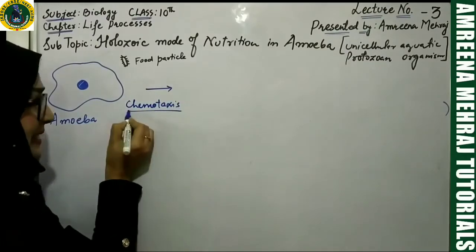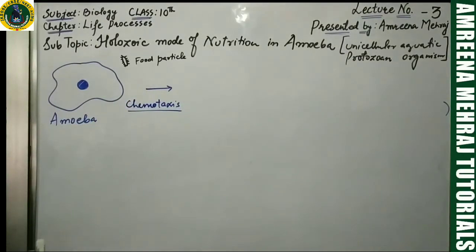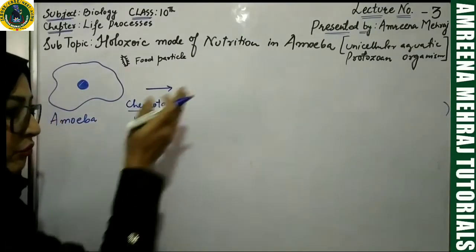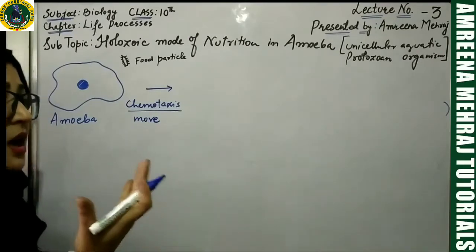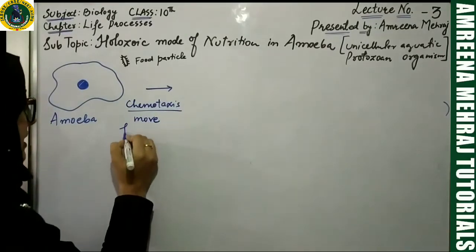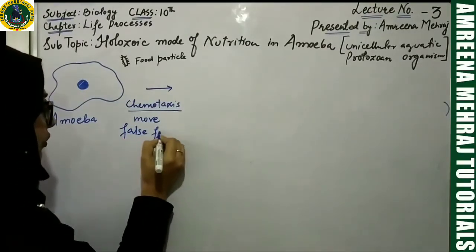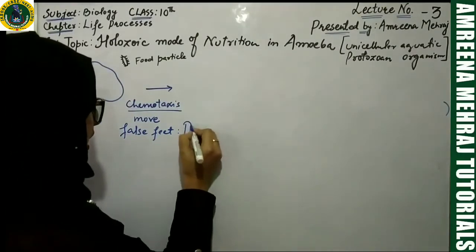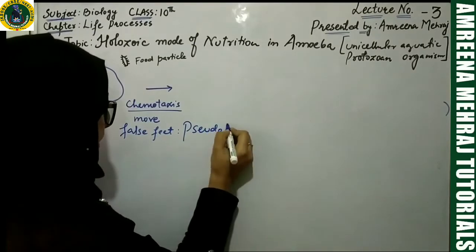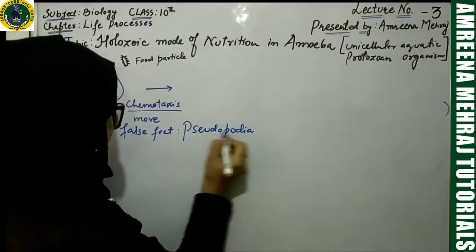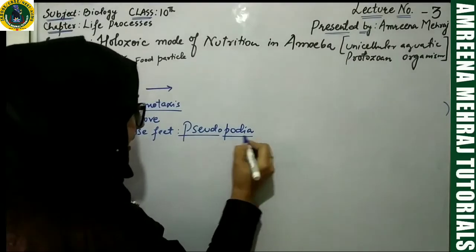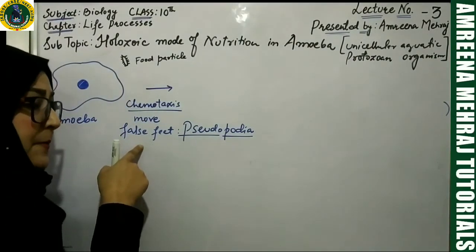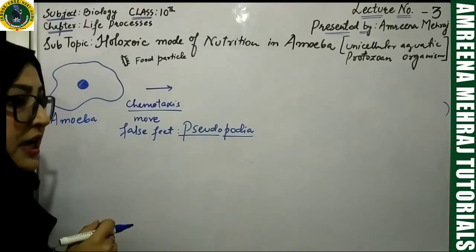That you will understand in detail in higher classes. This is an idea over here. So now what amoeba will do, it will move. And for movement, what amoeba generates are the false feet, which you know from lower classes. Amoeba produces false feet, what we call pseudopodia. Okay, pseudo means false, podia are the feet. So amoeba produces these false feet in order to move towards the food particle.